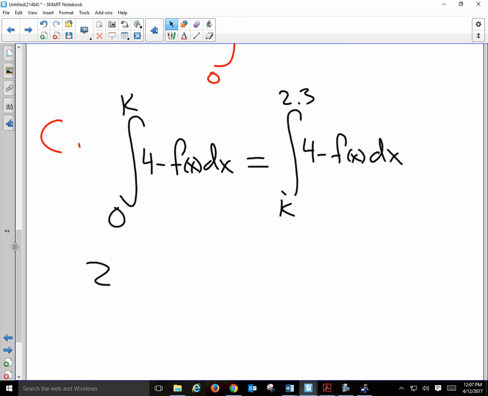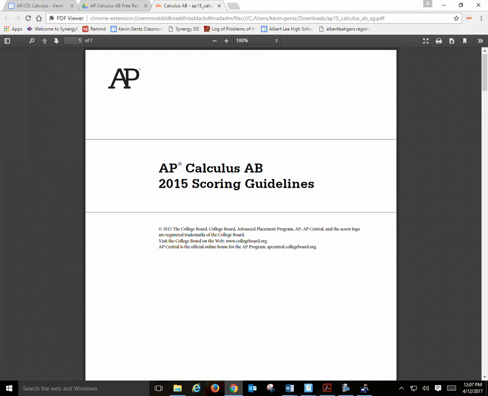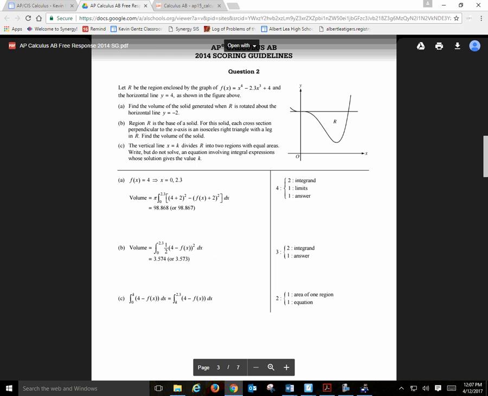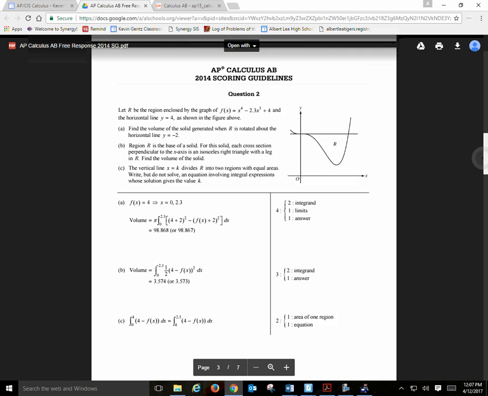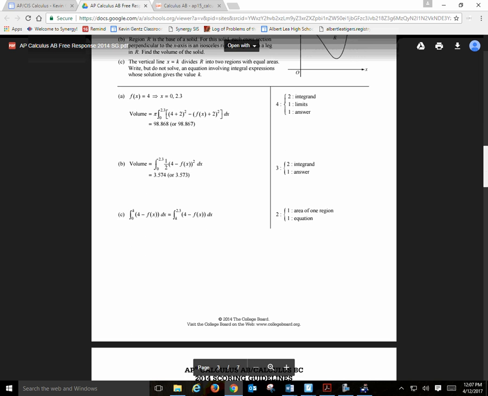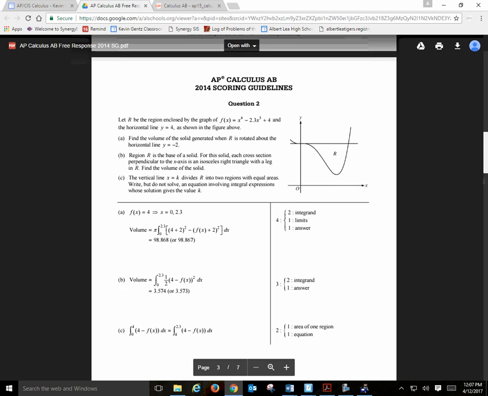So let's check the scoring guide. Okay. So, yeah, maybe this is it. Maybe it's not. That's probably it. There we are. Okay, we've got it. And we have a zoom option here. No zoom option for Wally. Sorry, Wally.